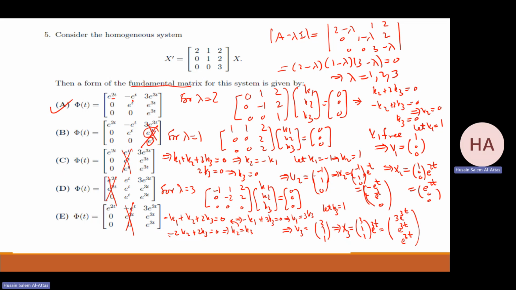So this is really my answer, where I will write x1, x2, x3 and that will be, let me write the solution: e^2t, 0, 0. Second one, minus e^t, e^t, 0. Last one, 3e^3t, e^3t, e^3t.